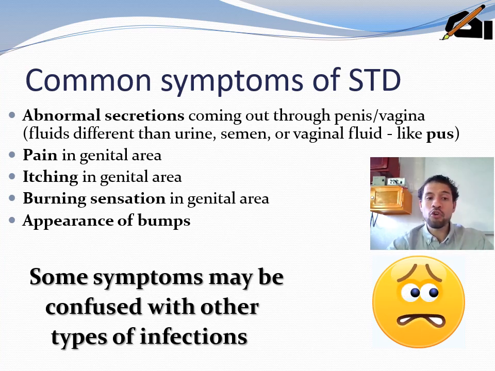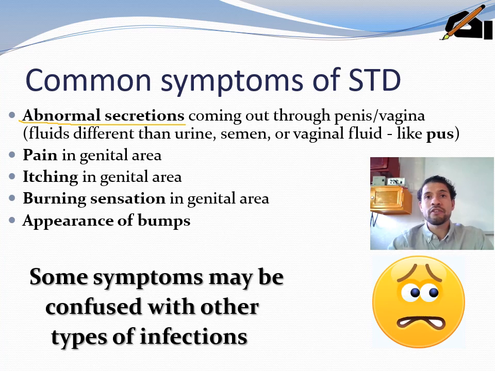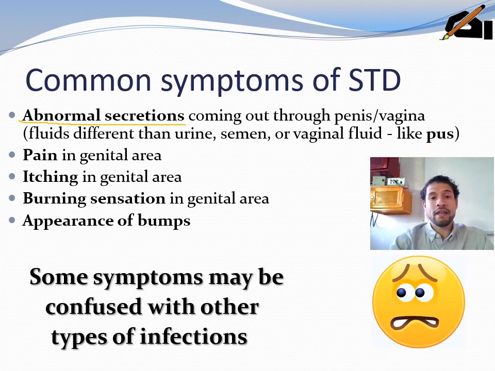Some of them include abnormal secretions, right here. Just for you to know, when we talk about abnormal secretions, we are referring to fluids that are not natural in your body. You know that your body produces different kinds of fluids, especially related to your penis or your vagina. Fluids that come out of there are basically urine, semen, vaginal fluids, blood during menstruation, and other kinds of fluids. But if there's a fluid coming out of your penis or your vagina that is not any of those, it is considered an abnormal secretion.